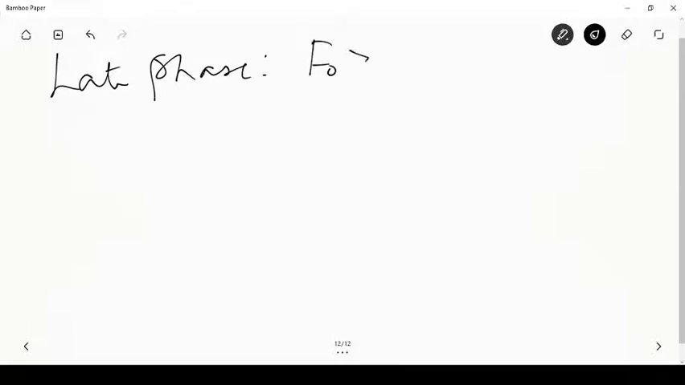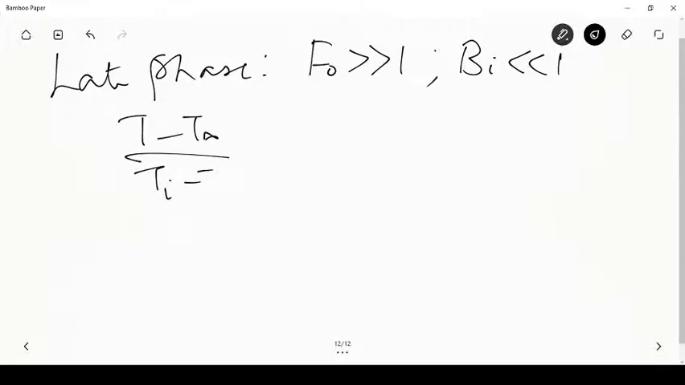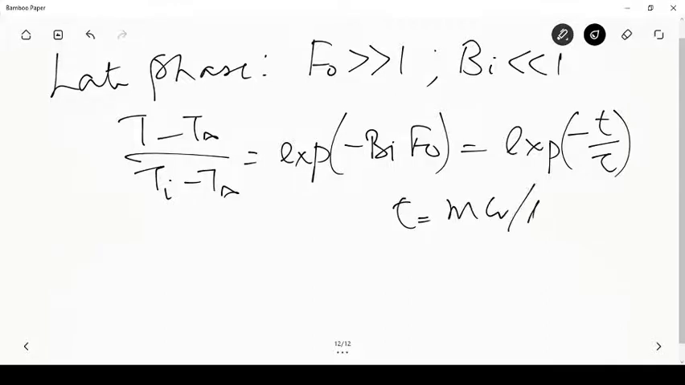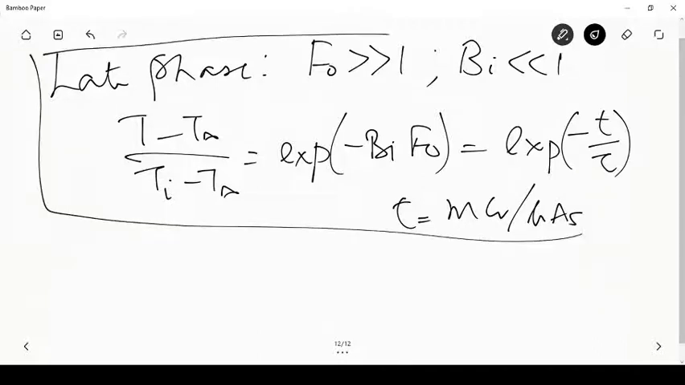Fourier number is much greater than 1 and Biot number is much less than 1, and in such a case we'll have (T minus T infinity) divided by (Ti minus T infinity) is exponent of minus Biot into Fourier, which is also equal to exponent of minus t by tau, where tau is mCV divided by HAS. Right? So this is your solution for the late phase, or the lumped capacitance problem.